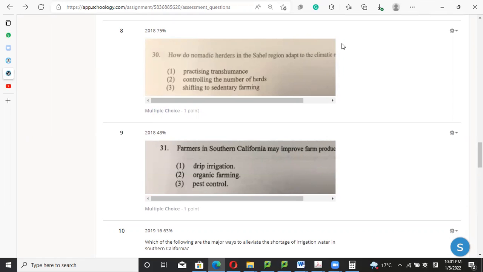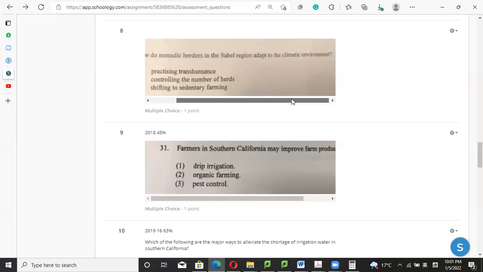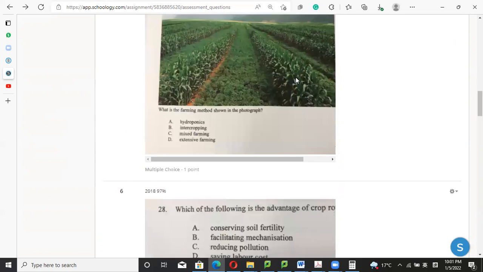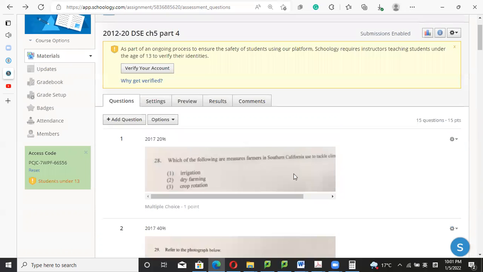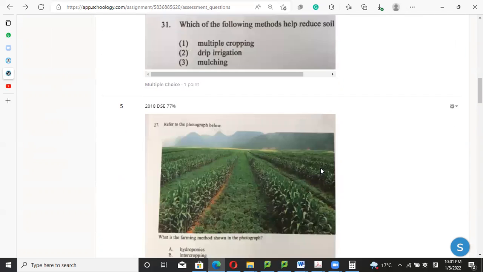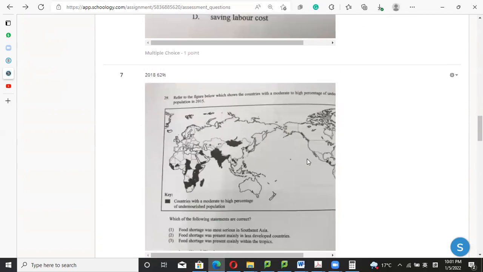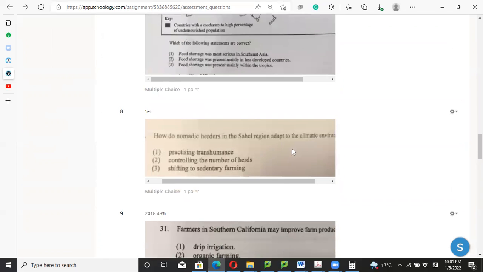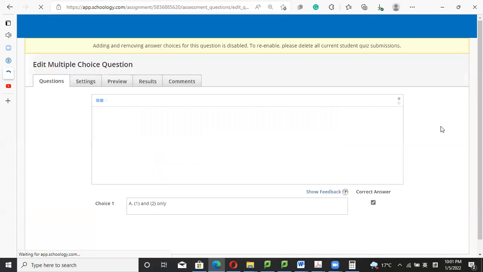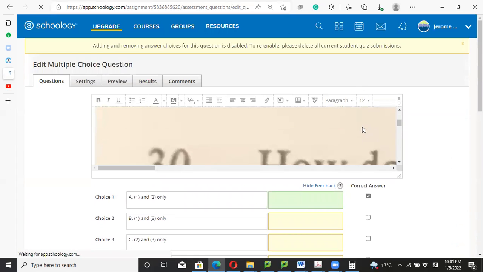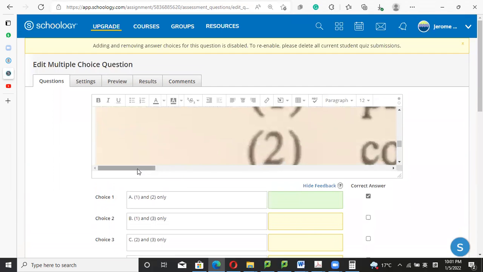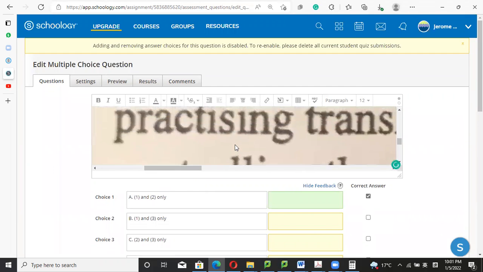How do nomadic herders in the Sahel region adapt, be careful, adapt to the climate environment? You can compare with this question. This question is talking about tackle, and this question is talking about adapt. Tackle means totally killing the problem. Adapt is trying to suit the problem. So there are some differences. So the answer should be number 1 and number 2.